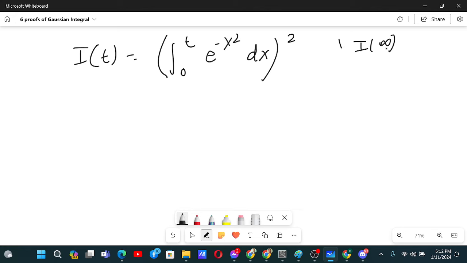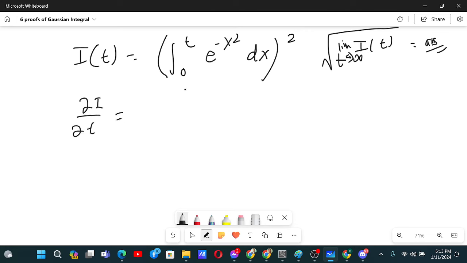Let's write it like this. We'll find out I of t, where the limit t goes to infinity, and the square root of this limit will be our answer. So let's deal with this. First of all, we can try to differentiate this, dI by dt. So 2 times the integral from 0 to t of e to the power minus x squared dx.